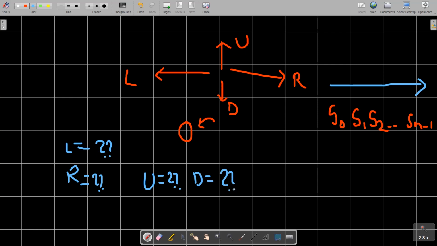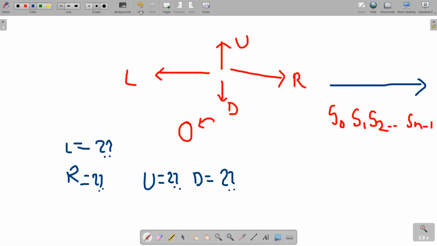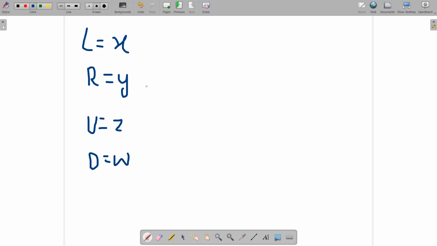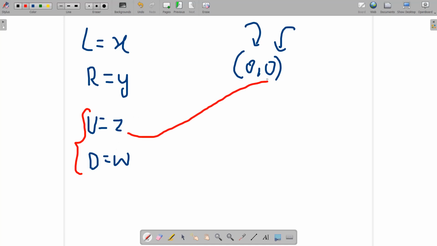Okay, let's say you have X amount of L, and Y amount of R. Similarly, you have Z amount of U, and W amount of D. And you are starting at the origin 0, comma 0. The X coordinate is represented by this one, and the Y coordinate by this one. As we all know, up and down manage the Y coordinate, and left and right manage the X coordinate.